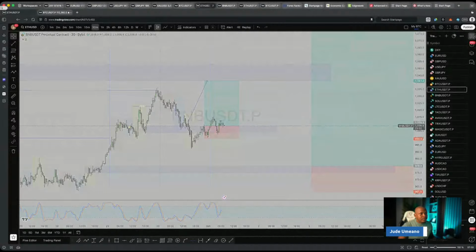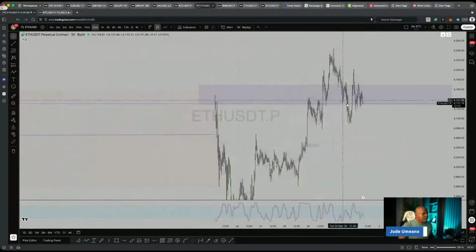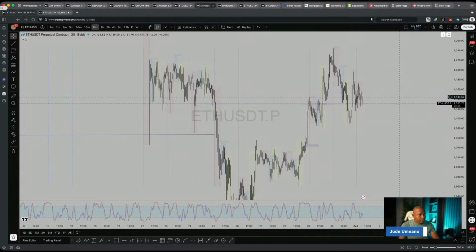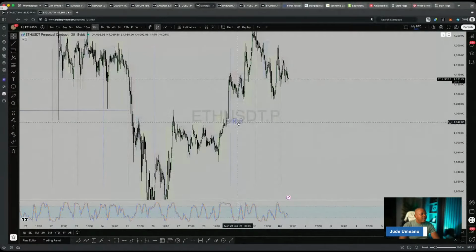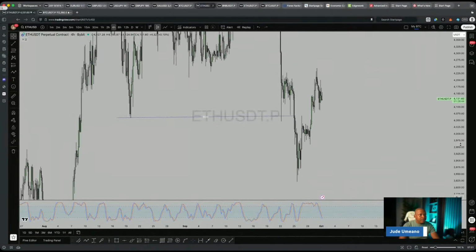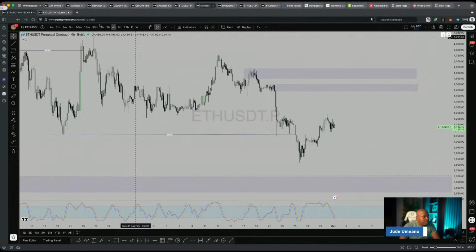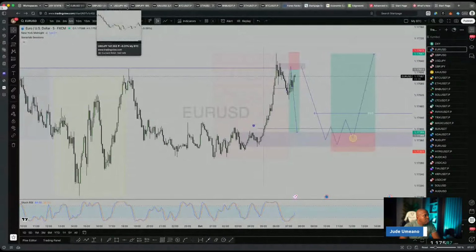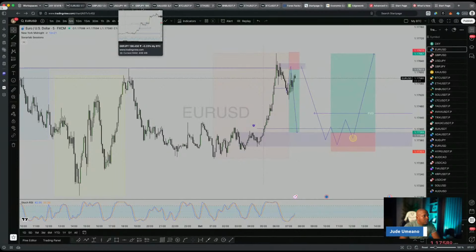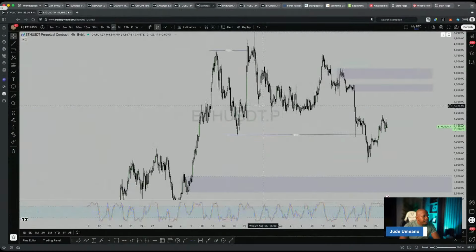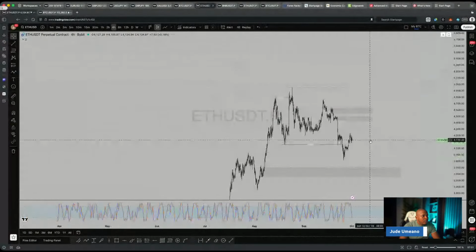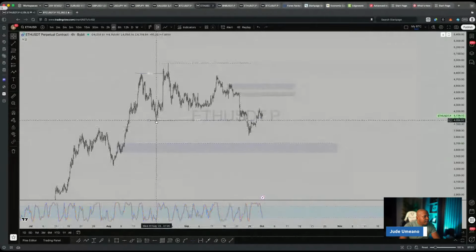Ethereum. I didn't look at Ethereum yesterday, maybe because I didn't have the time to do that yesterday. So we'll start from the 4 hours for Ethereum. Okay, so Ethereum, 4 hours. What do we have? We have breakout structure here.